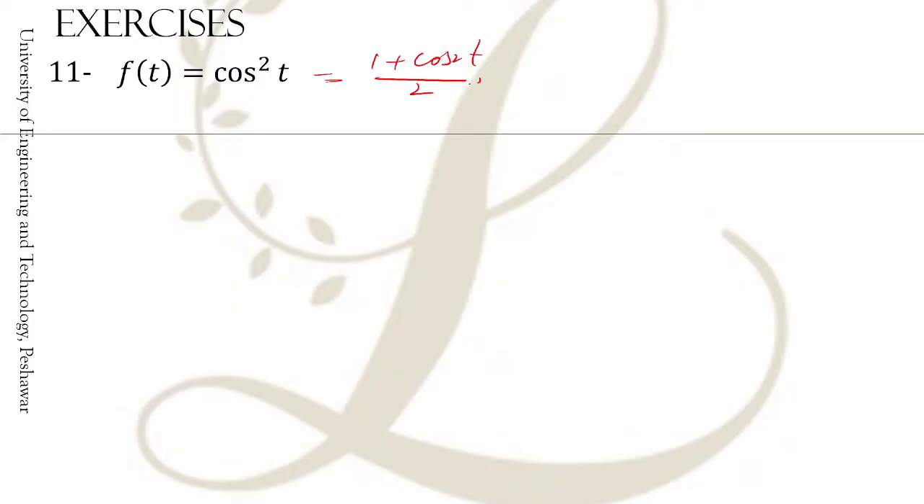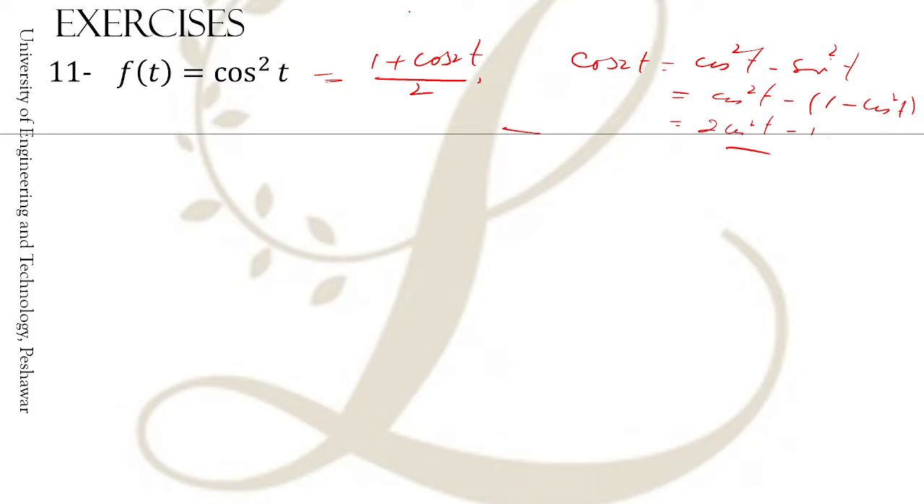You should remember from trigonometry that cos 2t is equal to cos square t minus sine square t, which could be simplified by changing the sine square into 1 minus cos square t to give you 2 times cos square t minus 1. And then if you simplify this for cos square, it will give you exactly the same formula.